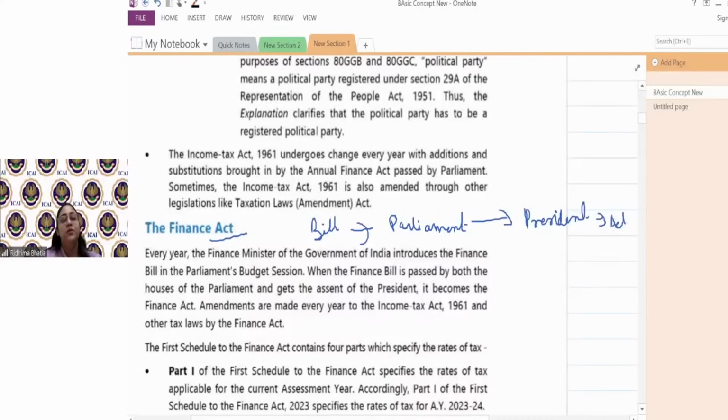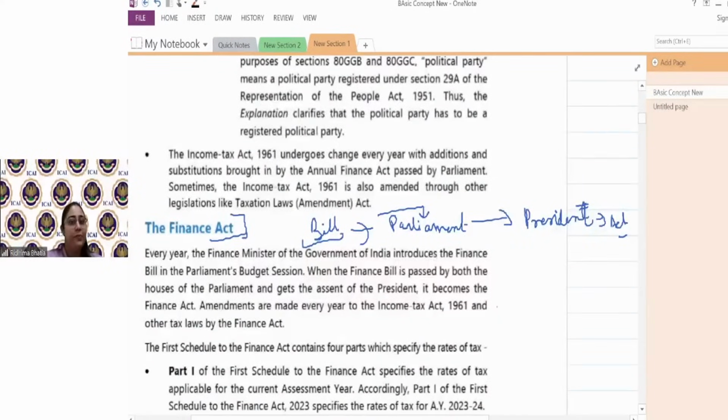Now when the finance minister comes on 1st February, they produce the finance bill. They do not produce the finance act. You will never say that I am proposing a finance act. Any act before becoming an act is a bill which is proposed in the parliament. Only when it gets the assent of the parliament, a clearance after majority, and after the assent of the president, it becomes an act. Okay?